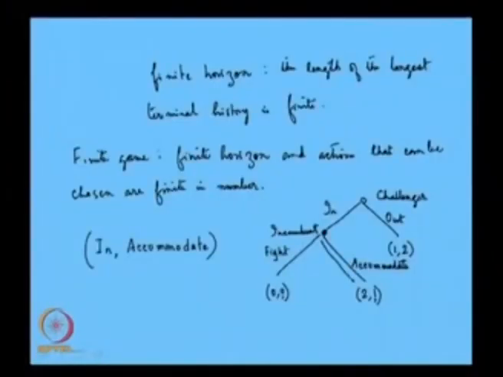By putting himself in the incumbent's position, the challenger can figure out that if he gets in, then the incumbent will accommodate. The incumbent will not fight. So this is going to be the action of the incumbent by the theory of rational choice. Then for the challenger, the choice is really between 2 and 1. Because if he gets in, the incumbent will accommodate, which means the challenger by taking the action in will get 2. Whereas if the challenger stays out, he gets 1. So again, by the theory of rational choice, 2 is greater than 1. Therefore, the challenger is going to get in, and if he gets in, the incumbent chooses accommodate.